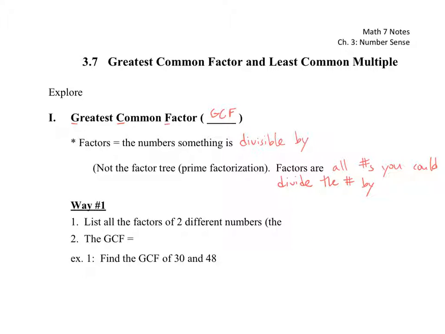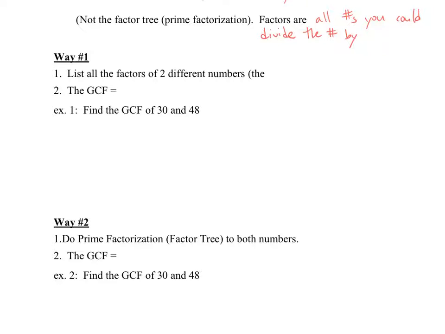And then if we're looking for the greatest common factor, we're looking for the biggest number that's common, that would be the same for both. So you're going to get two different numbers, and you have to figure out what numbers fit into both of those and which one is the biggest that fits into both. So the first way, for some numbers, this is the easiest way. You're going to list all the factors of the two different numbers.